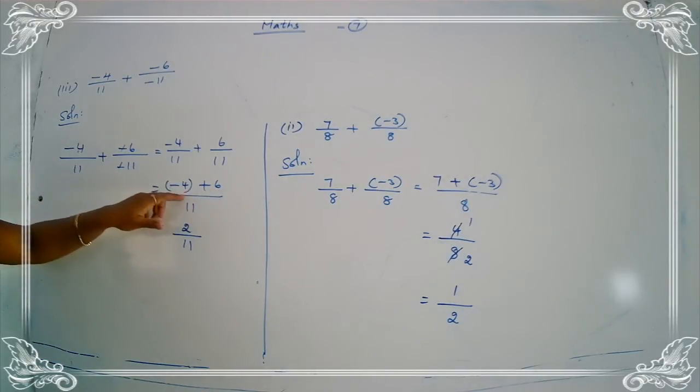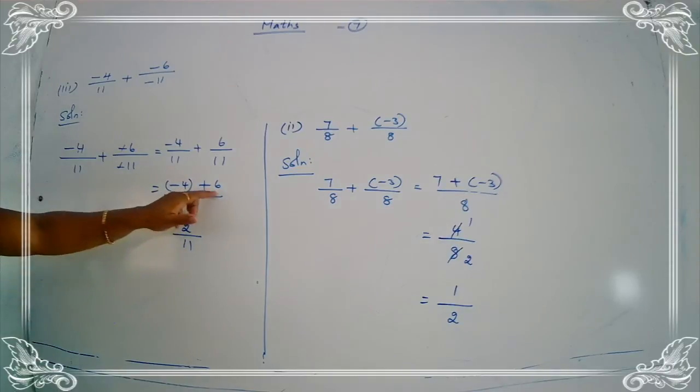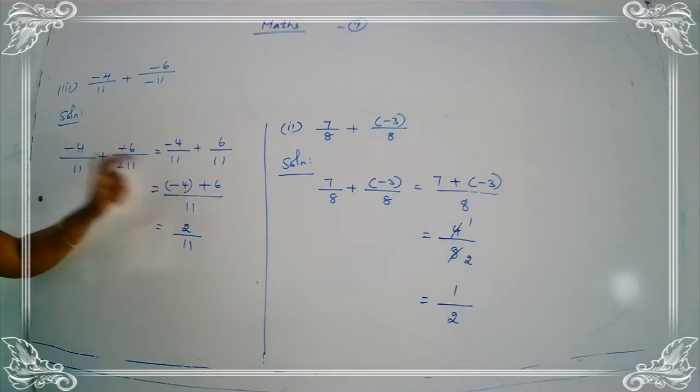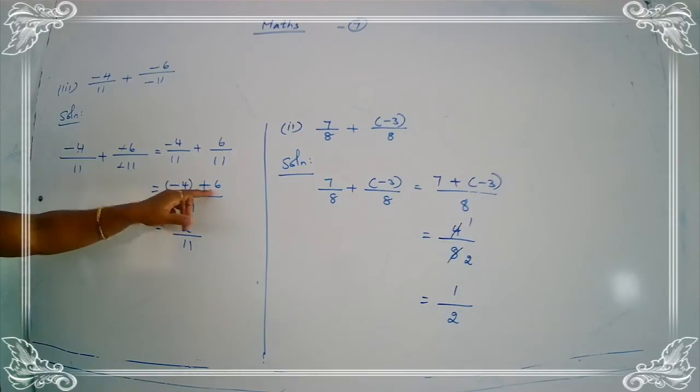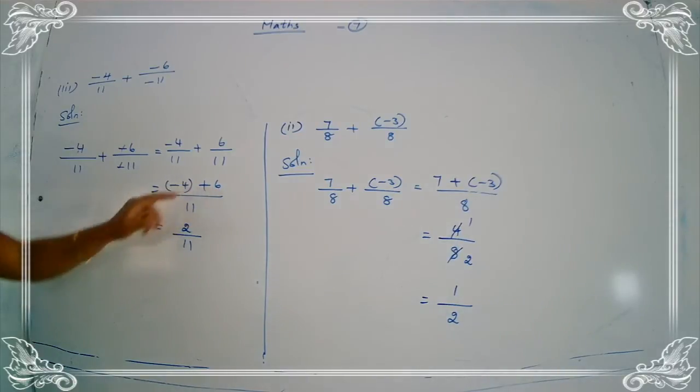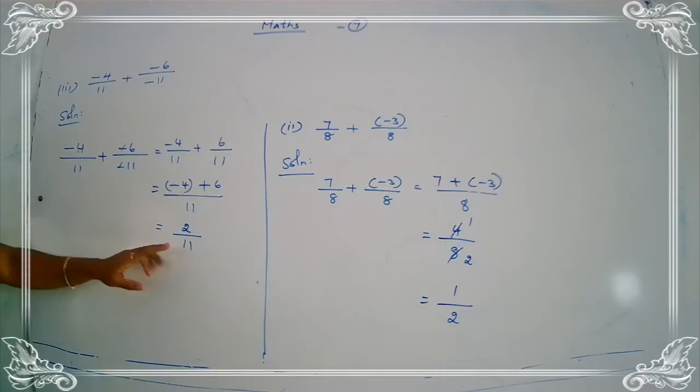ஸோ ரெண்டும் வேறு வேறு சைன் இருந்தால் நம்ம என்ன செய்யணும்? பிக் நம்பர்லேருந்து ஸ்மால் நம்பரை சப் பண்ணிவிட்டு பெரிய நம்பரோட சைனை எடுத்து போட்டுடணும். அப்போ 6லேருந்து 4 போனால் என்ன? 2. ஸோ வாட் இஸ் த கிரேட்டர் வேல்யூ சைன்? ப்ளஸ். ஸோ your answer is 2. Denominator is 11. So that's why your answer is 2 upon 11. Okay, children, now clear? Yes.